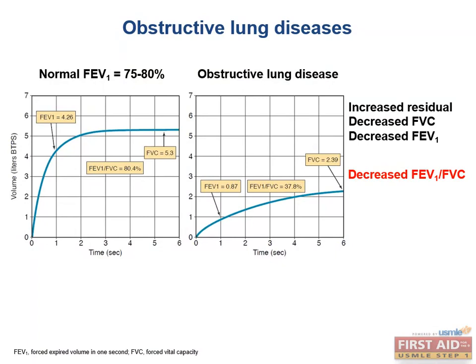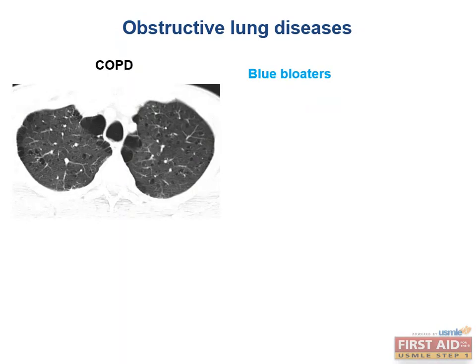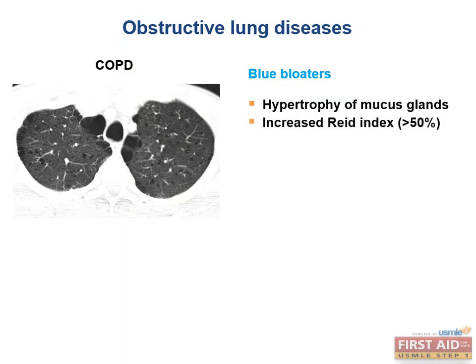So now let's discuss COPD, asthma, and other forms of obstructive lung disease. Patients with chronic bronchitis can be thought of as blue bloaters. This is one of the common types of COPD. What's the underlying pathology? The pathology of their disease involves hypertrophy of mucus-secreting glands in the bronchioles, which can be quantified with a Reid index greater than 50%. What is the Reid index? The Reid index is a ratio of the thickness of the gland layer to the total bronchial wall thickness.